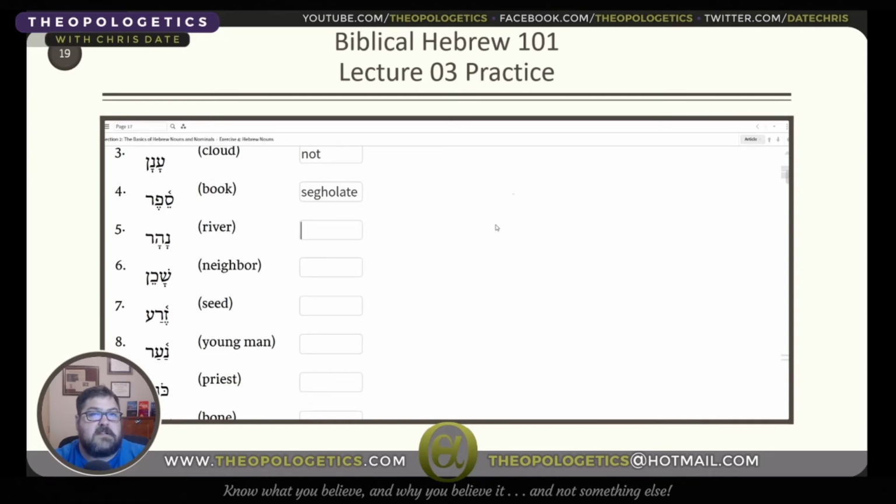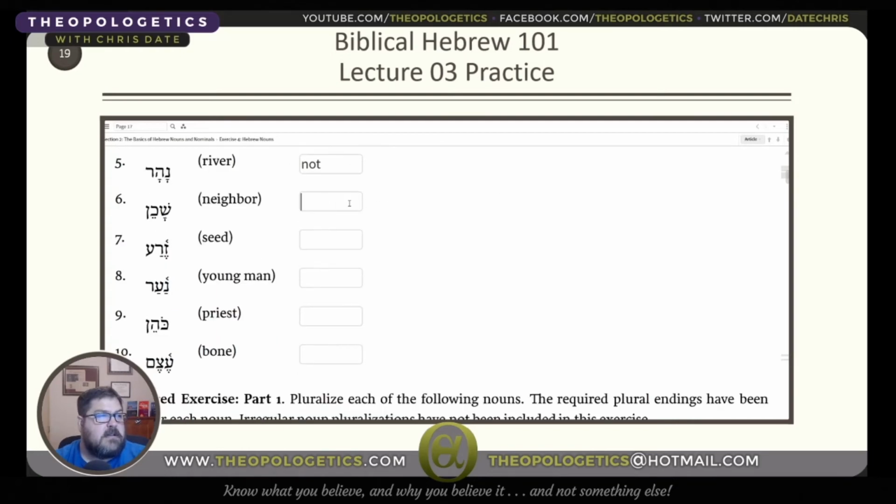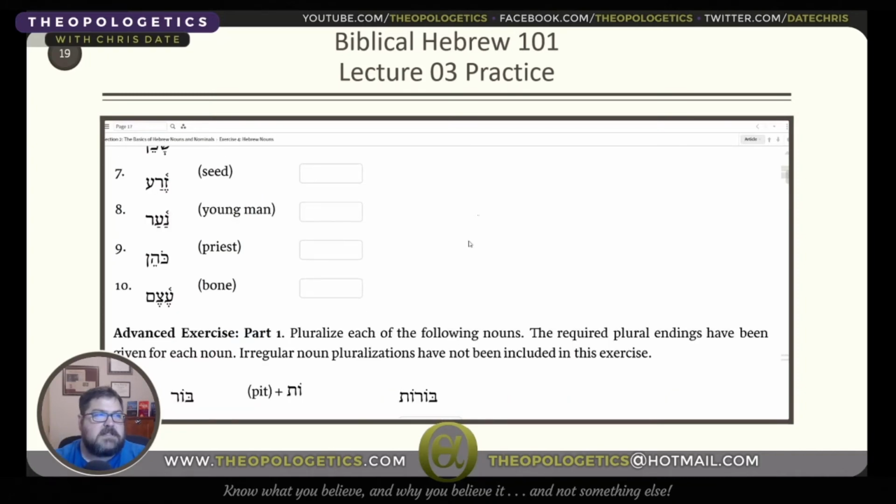Nahar, notice it's the second, not the first syllable that's accented, so this is not a segholate. Same thing with shachein. Zera, notice it's 2 syllables. The first one of them is accented, so we know this is a segholate. Same with na'ar, meaning young man. We know it's segholate, even though it has no segols, because it's 2 syllables and the first syllable is accented. That's not true of kohen. It's the second syllable that's accented, but it is true of etzen. So that one we know is segholate.